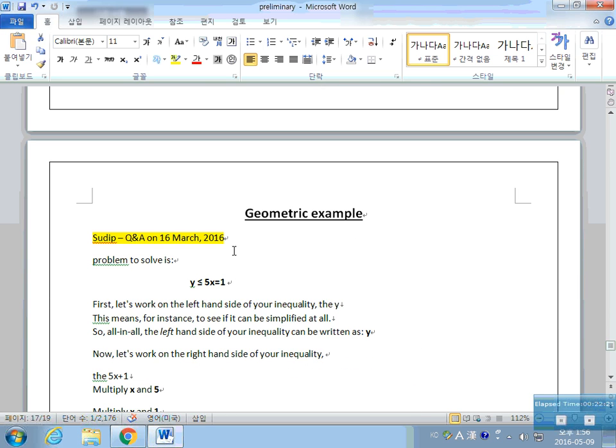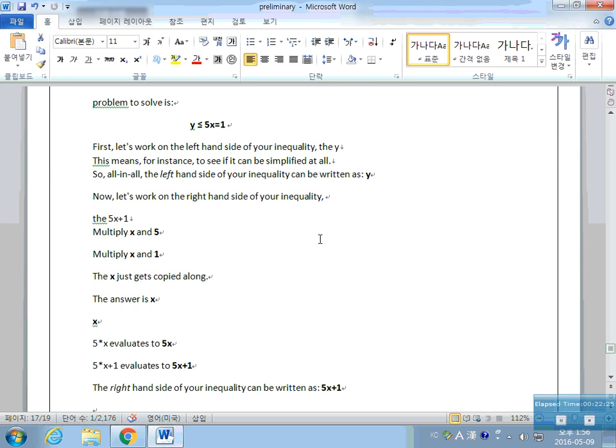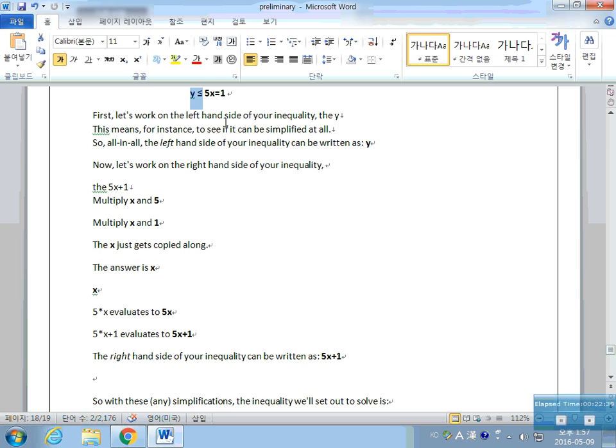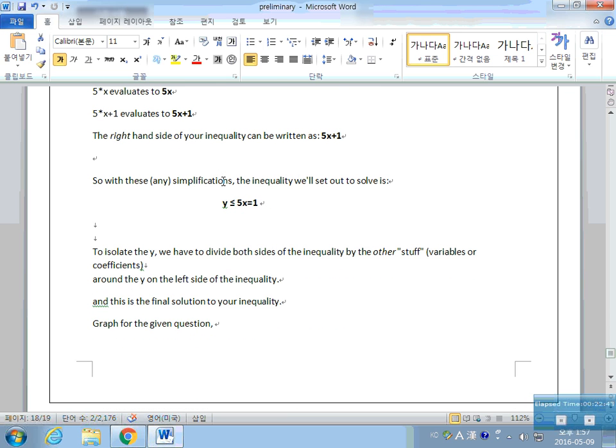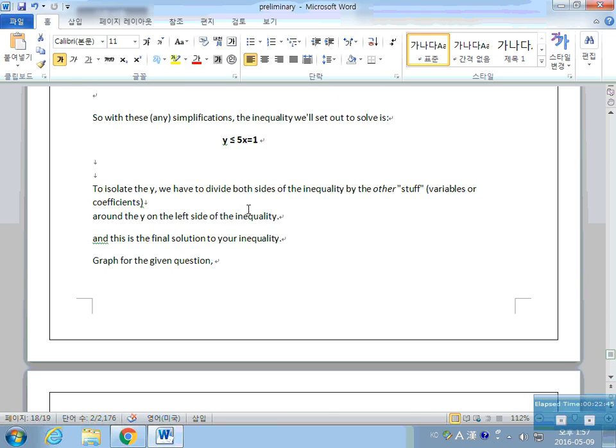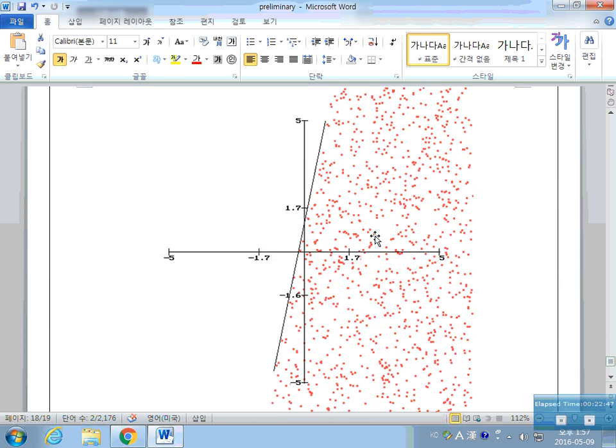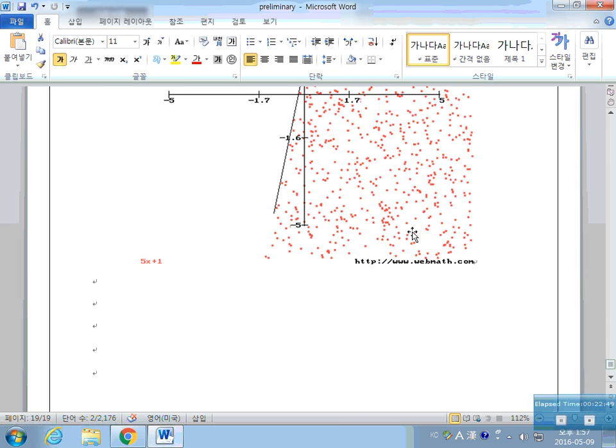Finally, there was an example given by Sudip of some geometrical problem in which he is interested in finding the representation of an inequality formula. You want to know where the region in space is that is below 5x equal 1. So 5x equal 1 represents a line. And if we need to know the area under it, he provided some solution and he even plotted it in Sage.